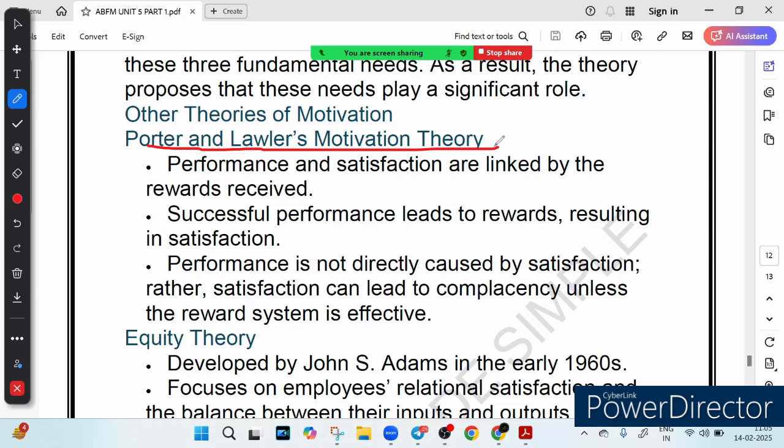So that is the point. Reward will keep your motivation high, right? So if you perform well, obviously you will get rewarded, and being rewarded will help you feel satisfied. But if the reward is not effective, then it will not cause satisfaction. This is also important. Then we have the next theory that we call equity theory. We have just discussed the Porter and Lawler theory of motivation.